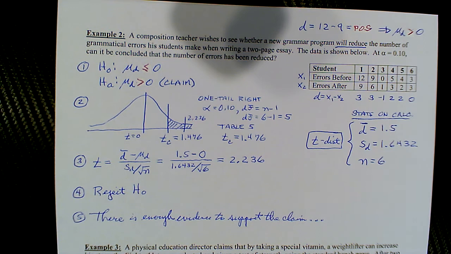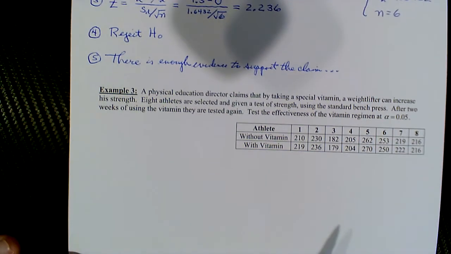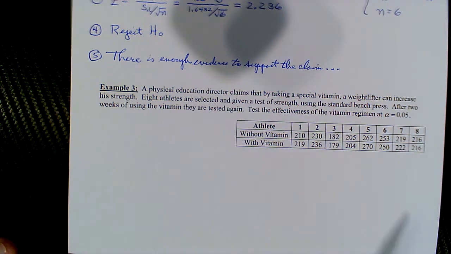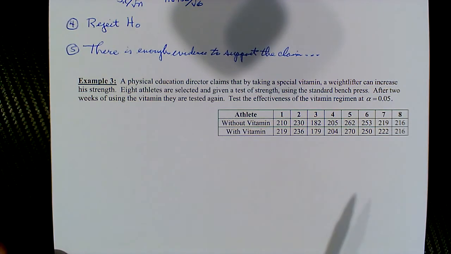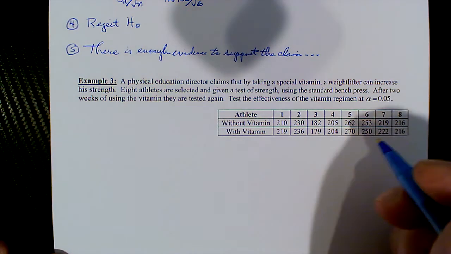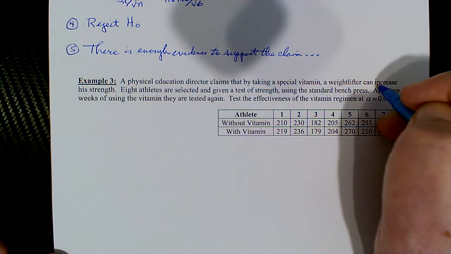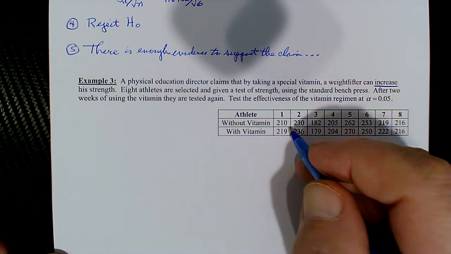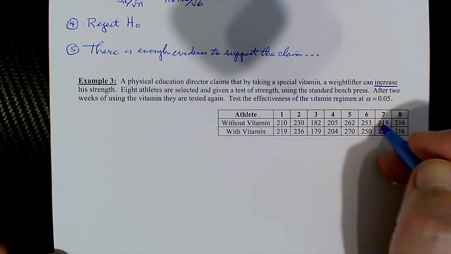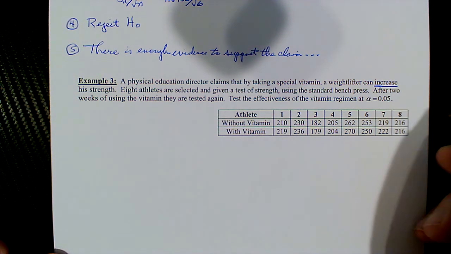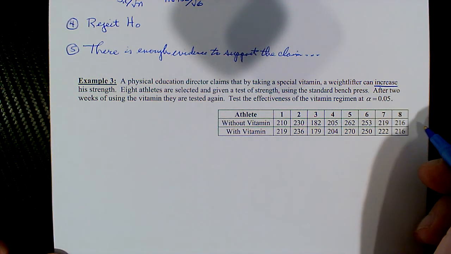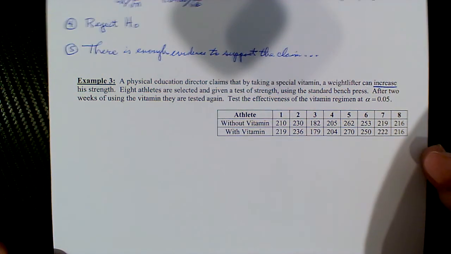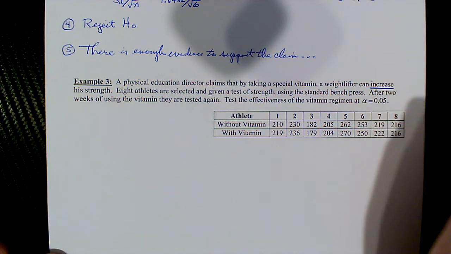Alright, so then a final example. This physical education director claims that by taking a special vitamin, weightlifters can increase their strength. So look for a situation where there's an increase. You can see the majority of them are, as they should be. Otherwise, it'd be silly. If they were all decreases, why would you be testing it, right?